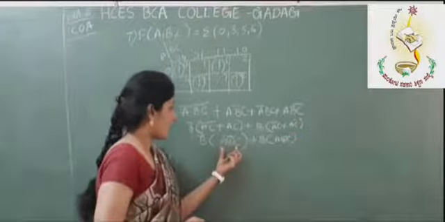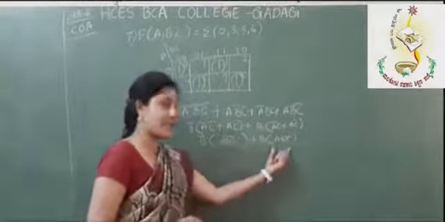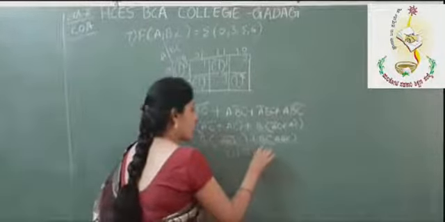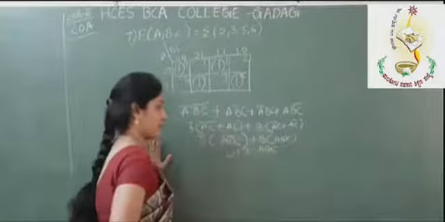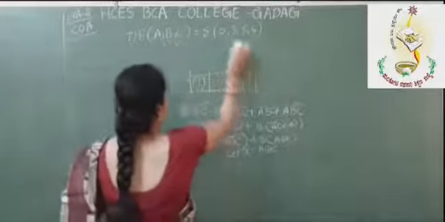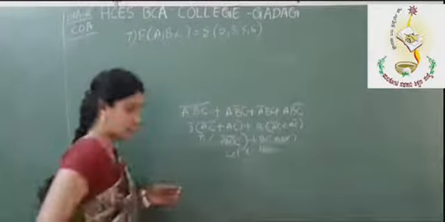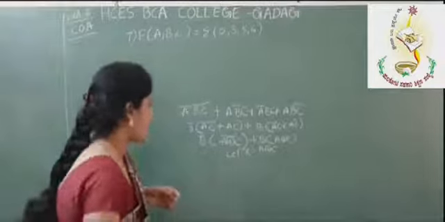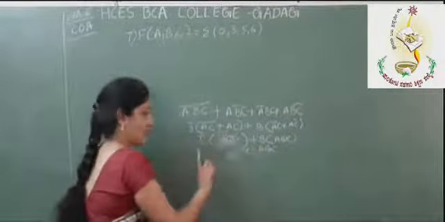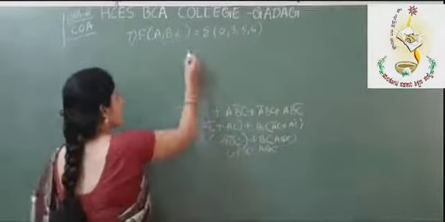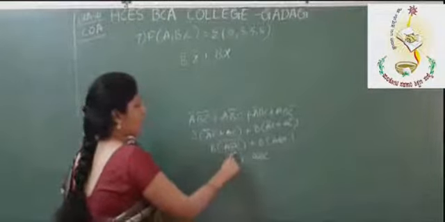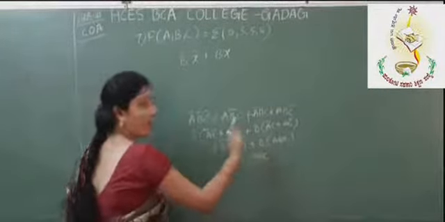Now look at this. A XOR C. Now let X equal to A XOR C. Then you just replace A XOR C by X here. What will be the expression? B bar, what is this? It is B bar X bar plus B X.